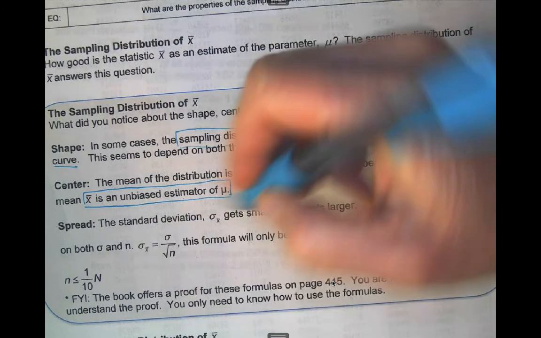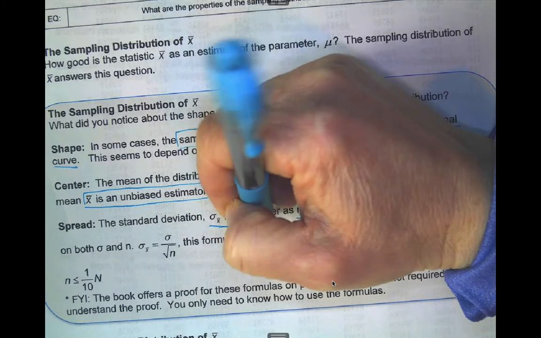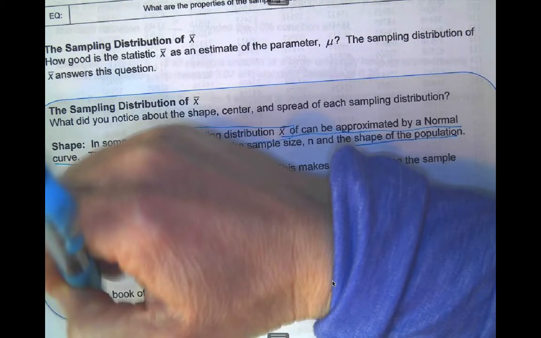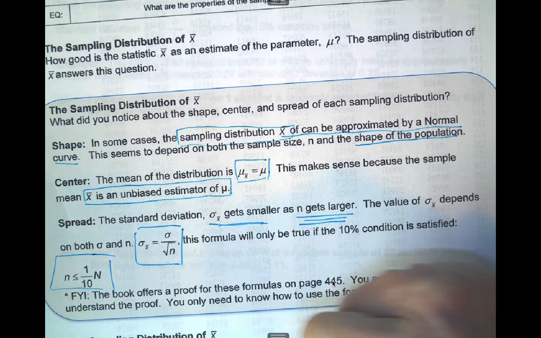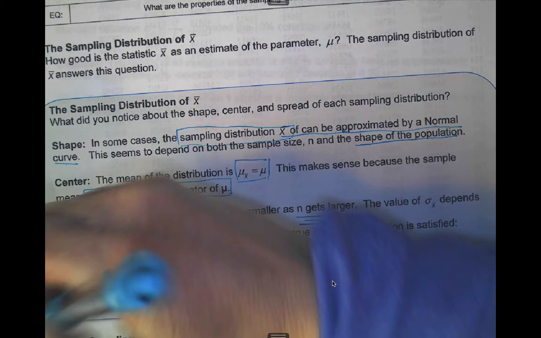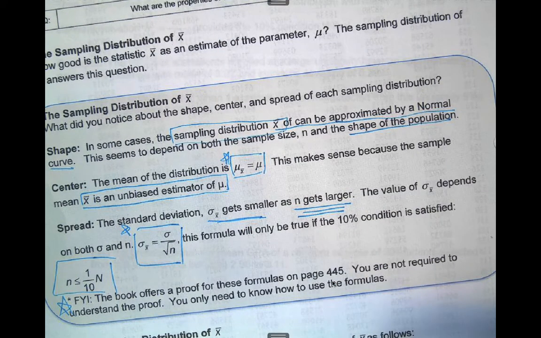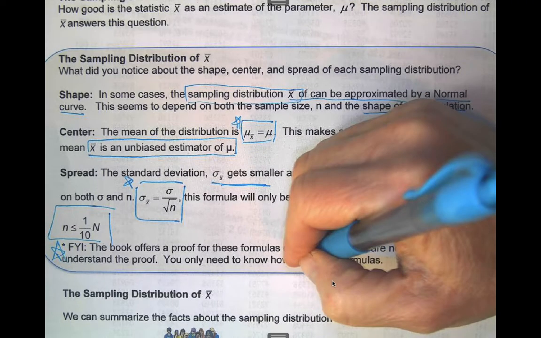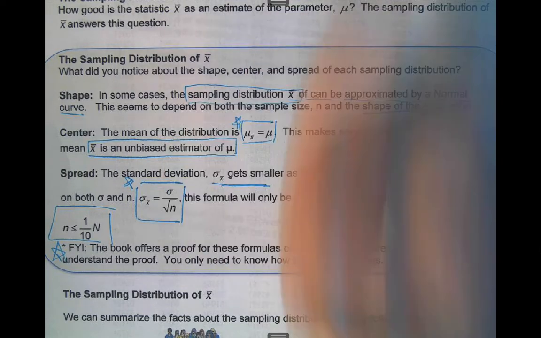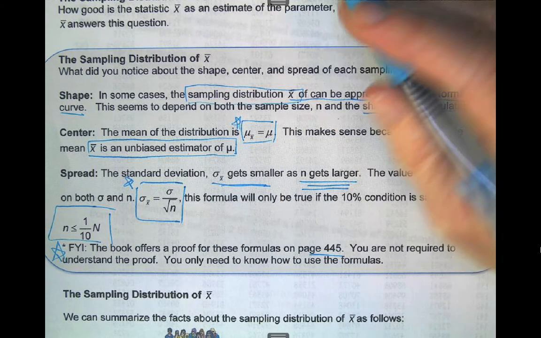Alright, the standard deviation. Again, if your sample gets larger, your standard deviation is getting smaller. This is the formula for that. That formula is only correct if your 10% condition has been met. The book has a proof for these formulas on page 445. You don't have to know it. You just need to be able to use those two formulas. Those formulas are in the formula sheet, so you don't have to worry about memorizing them.